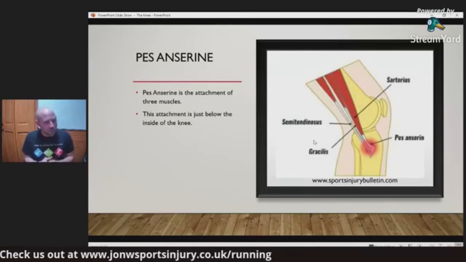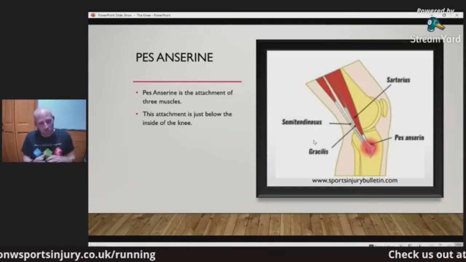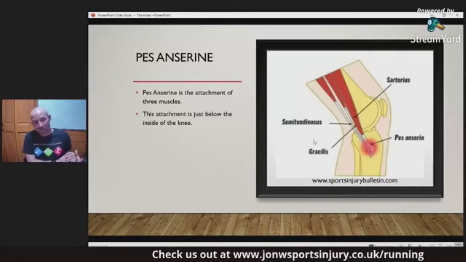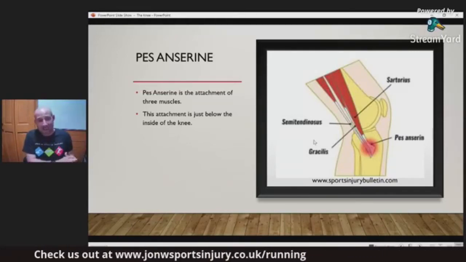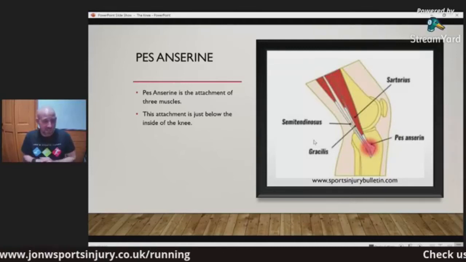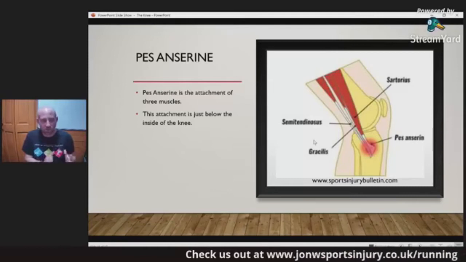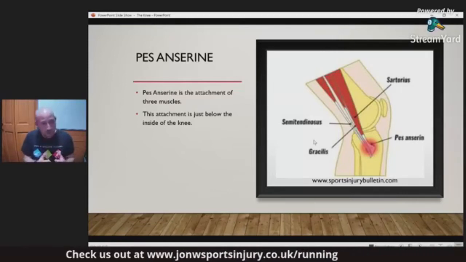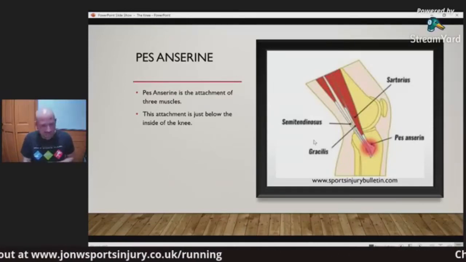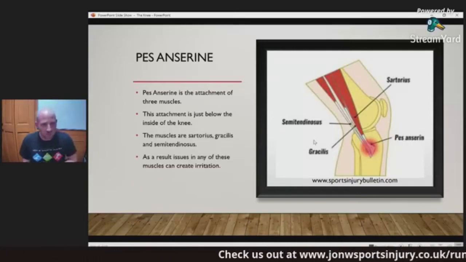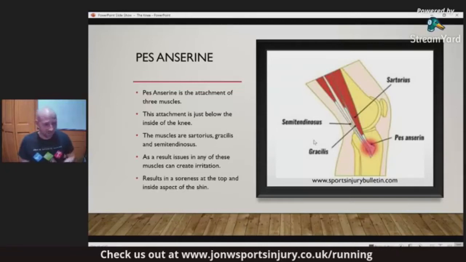So if you've got this sort of pain at the top of the shin towards the inside, we might instinctively think shin splints, but it might well be that actually this is a pes anserine insertion problem. Now, the key here is to really understand which of those three muscles might be problematic, or which surrounding muscles might be leading to dysfunction at the area. So I've mentioned the three muscles, and these can irritate the area.